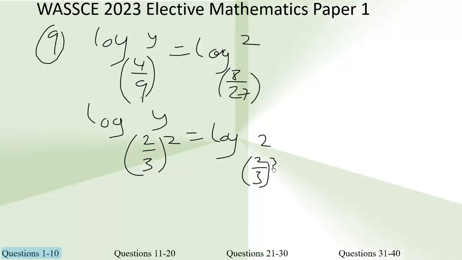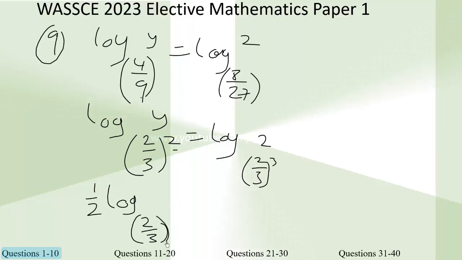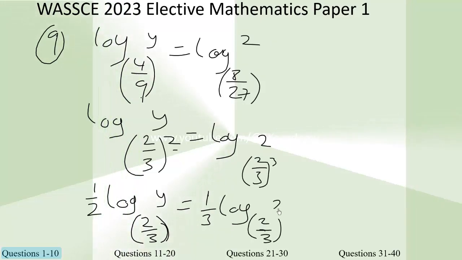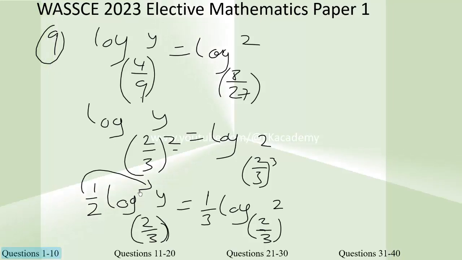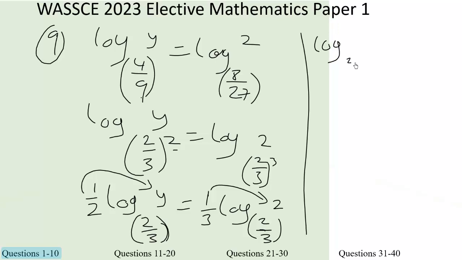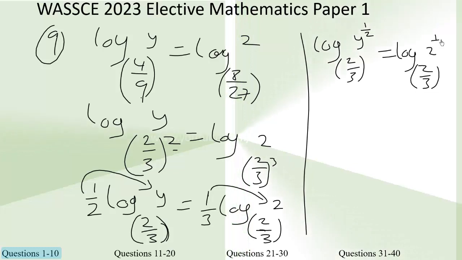Now what we can do next is that we use the laws of logarithm. So this will become 1 over 2 log base 2 over 3 of y is equal to 1 over 3 log base 2 over 3 of 2. We again apply the laws of logarithm. So this will come and raise that to an exponent, this one to come and raise that to an exponent. So we are going to obtain log base 2 over 3 of y exponent 1 over 2 is equal to log base 2 over 3 of 2 exponent 1 over 3.